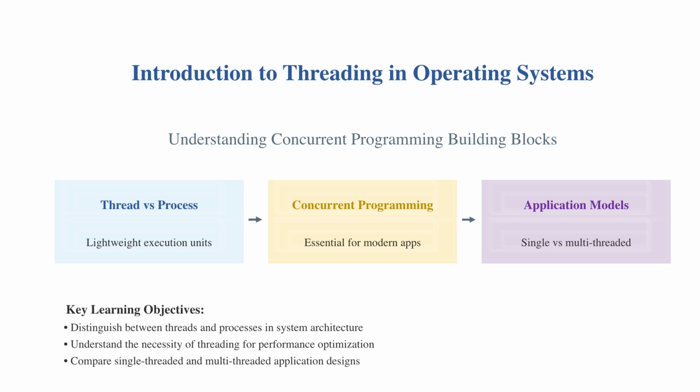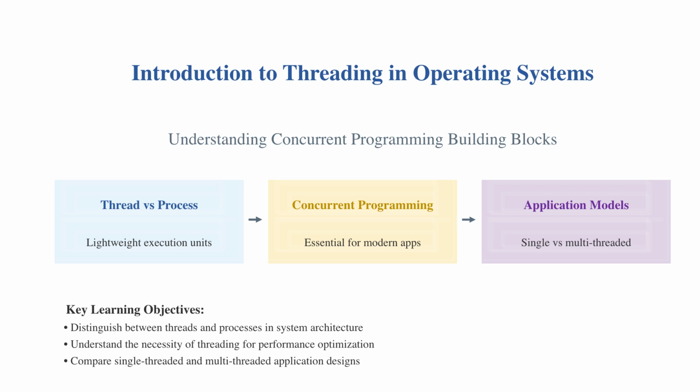First, we'll explore the fundamental difference between threads and processes. Understanding this distinction is crucial because many students initially confuse these two concepts, but they serve very different purposes in system design. Threads are lightweight execution units. Think of them as mini processes that can run independently within a single program. Unlike processes, threads share memory space, which makes them incredibly efficient for certain types of applications.